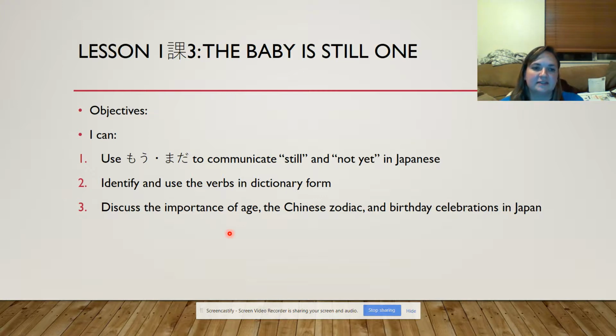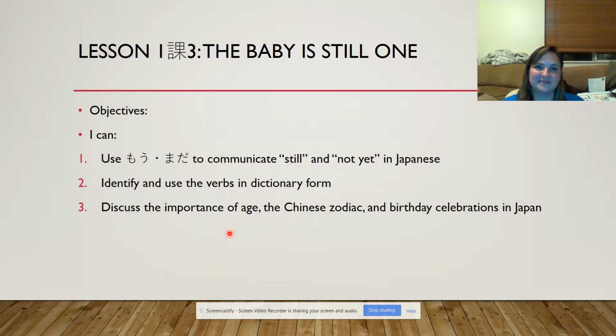But today's objectives, you guys will be able to use mo and mada to communicate still and not yet in Japanese. You guys will be able to identify and use the verbs in dictionary form. And we'll also have you guys practice or be able to discuss the importance of age, the Chinese zodiac, and birthday celebrations in Japan. Okay.